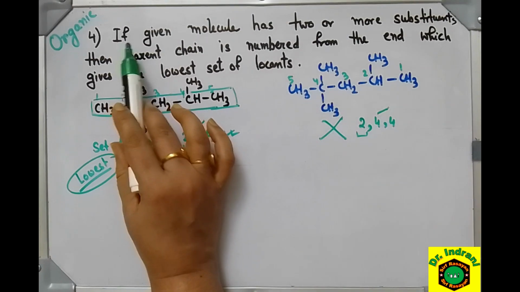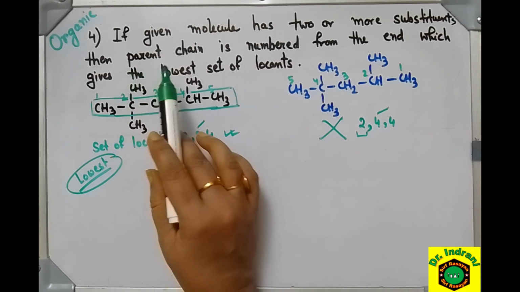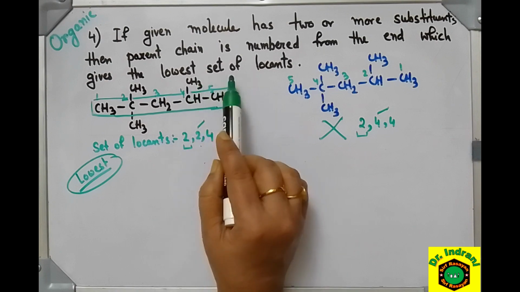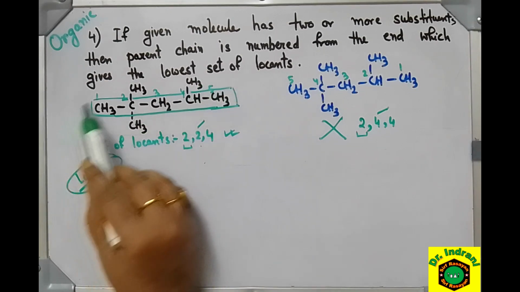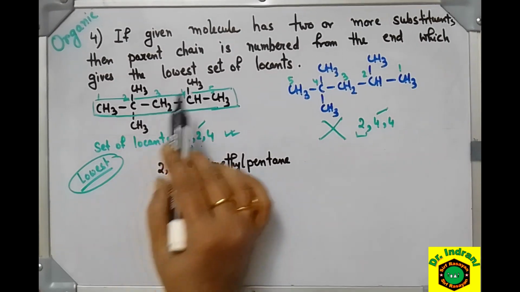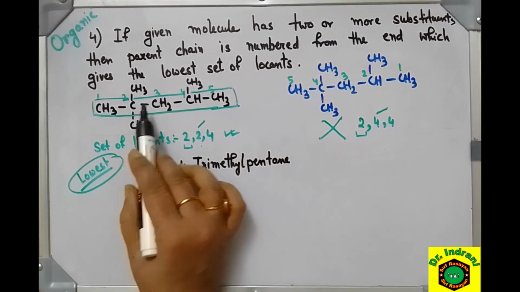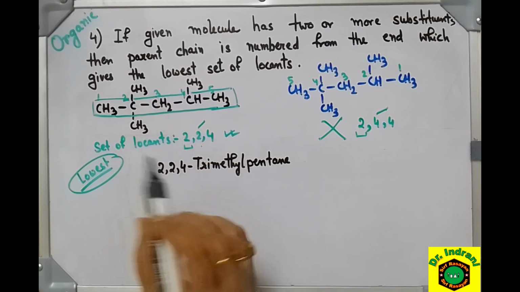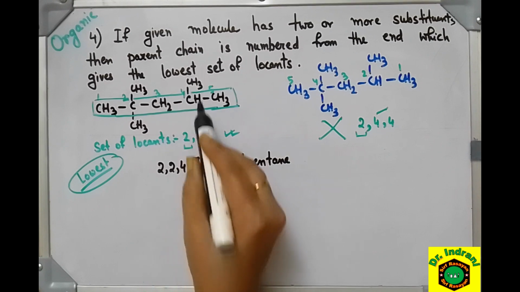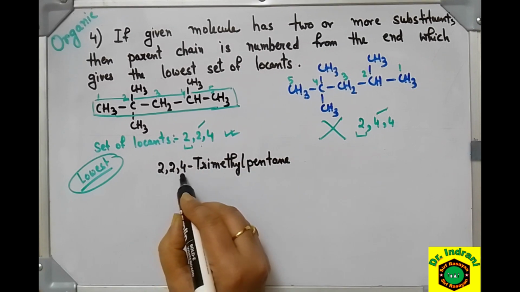So it is written, if given molecule has 2 or more substituents, then parent chain is numbered from the end which gives the lowest set of locants. So numbering will be like this. So here 3 methyl groups are there. Its position, how you have to indicate. See, at position 2, 2 methyl groups are there. So 2, 2. You have to repeat the number. And here at 4 it is there, methyl group. So 2, 2, 4 hyphen.